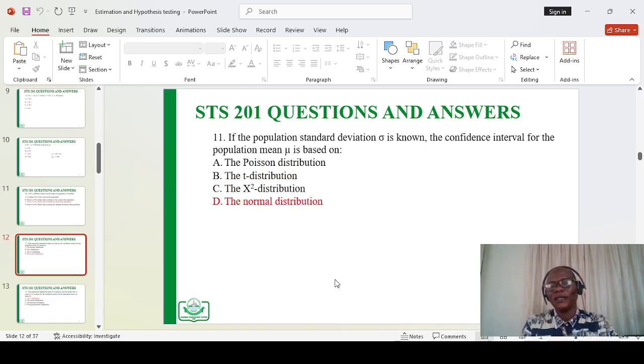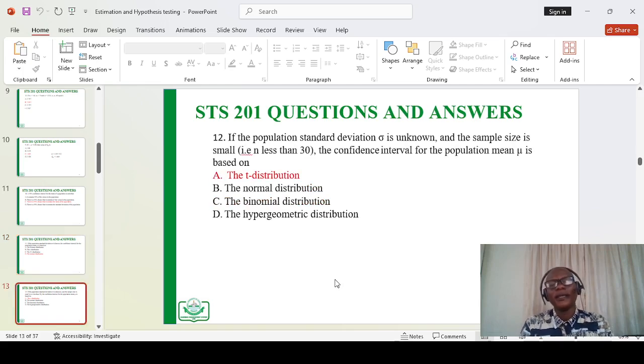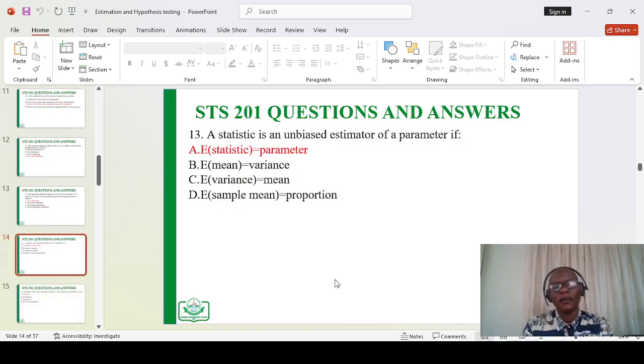So if the population standard deviation sigma is known, the confidence interval for the population mean mu is based on the normal distribution, because when you know the population variance or standard deviation, then you use the normal distribution. If the population standard deviation sigma is unknown and the sample size is small, that is, when the sample size is less than 30, the confidence interval for the population mean mu is based on the t distribution. So if you don't know sigma and the sample size is small, you make use of the student t distribution. So A is the correct answer.